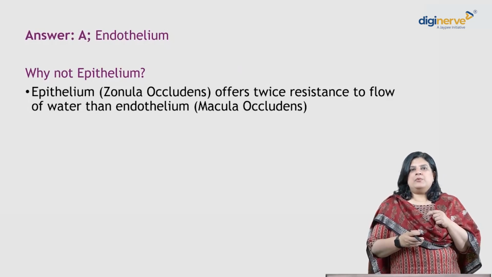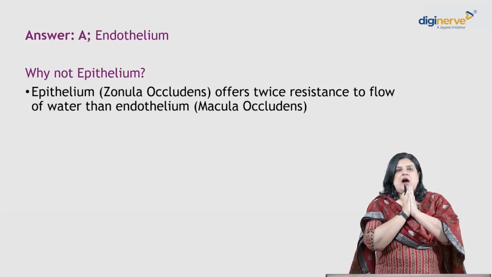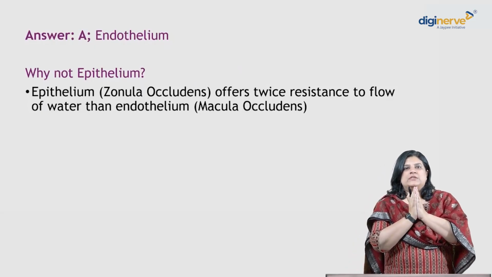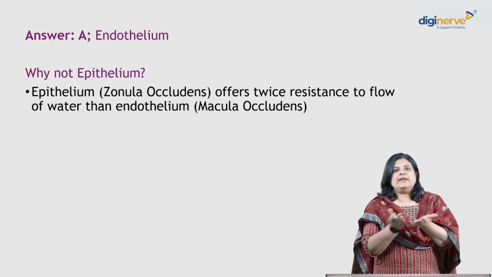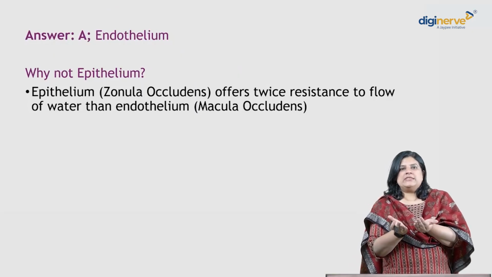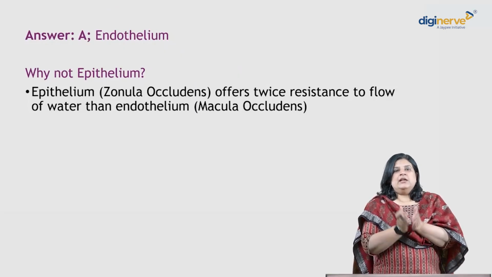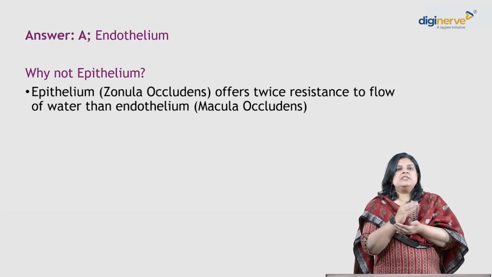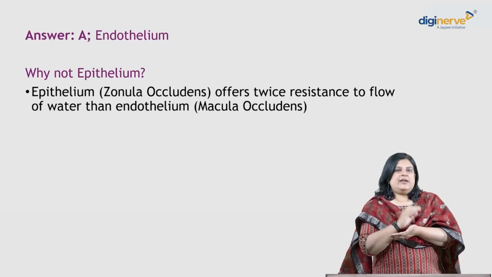Another thing to remember, the interepithelial connections are zonula occludens, which are very strongly adherent to each other, unlike interendothelial connections, which are macula occludens and are not as tightly adherent. Therefore, epithelium is a little resistant to develop edema, unlike endothelium.